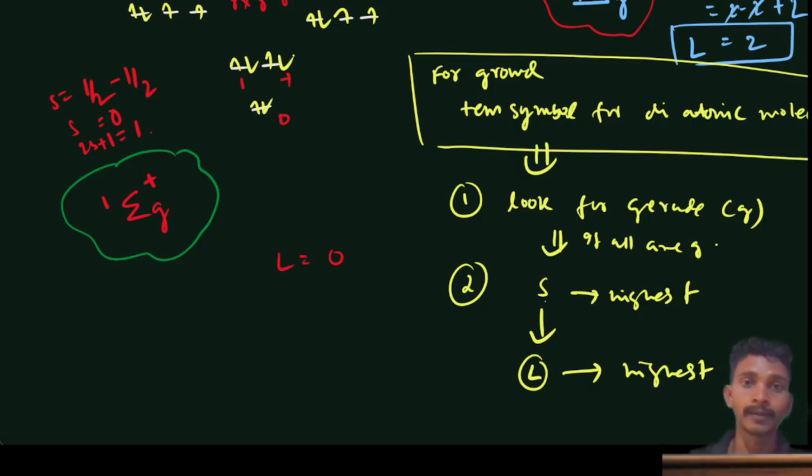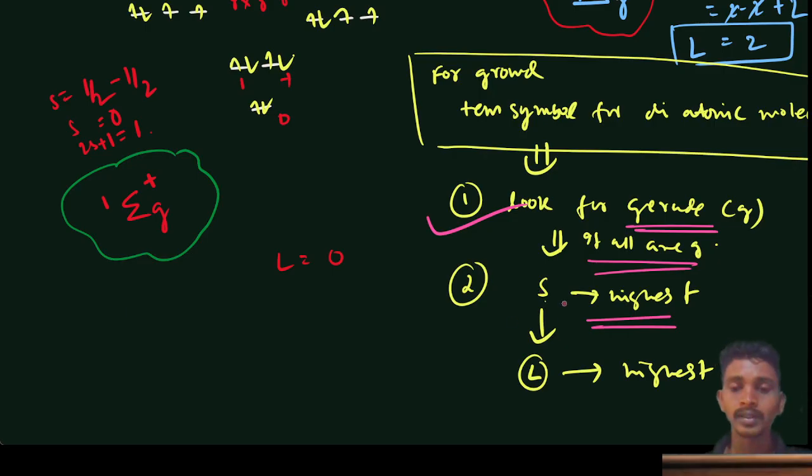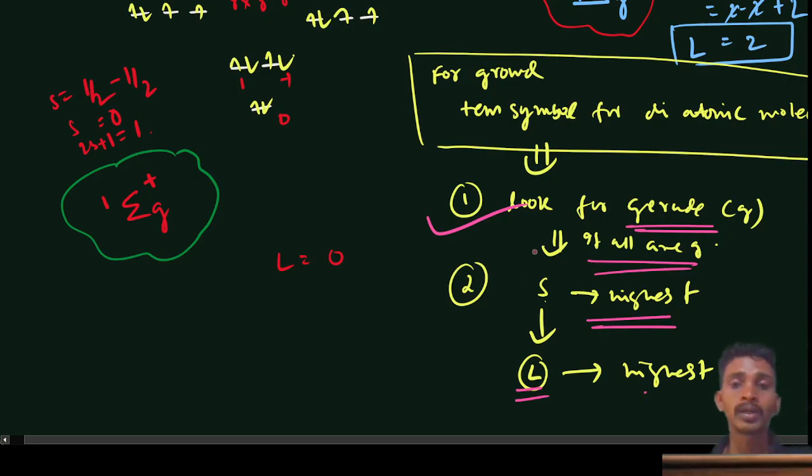If you are looking at diatomic molecules, first look for gerade. If gerade is there, then that is the ground state. If all are gerade, then go for the highest S. And if all have the same S, then go for the highest value of L. Only these three conditions are needed.